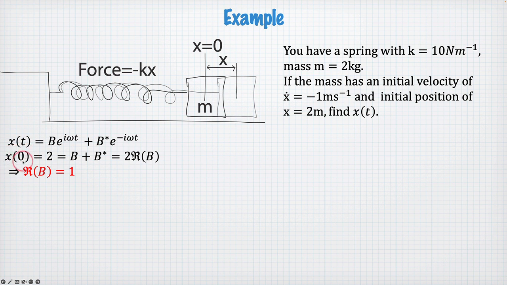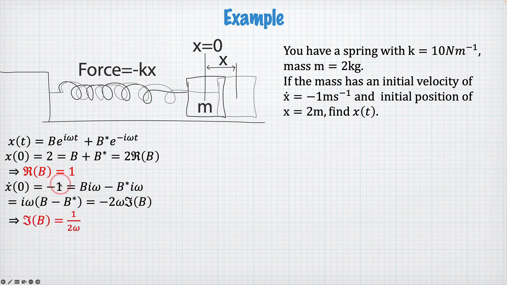So let's substitute in the initial position, x at time equal to 0. If we put time equal to 0 in our solution here, then we just get b plus b star. So the initial position, 2, must be equal to b plus b star. So 2 times the real part of b, because it's the sum of b with its complex conjugate, 2 times the real part of b must be equal to 1. So now we have the real part of b all nice and solved.